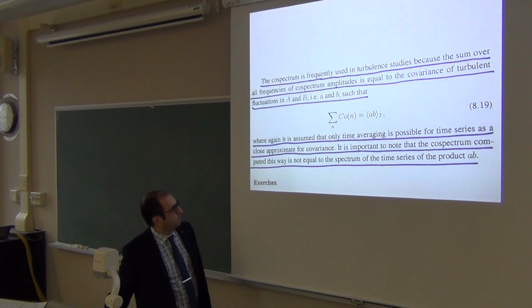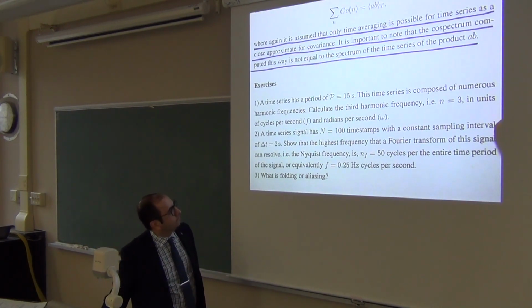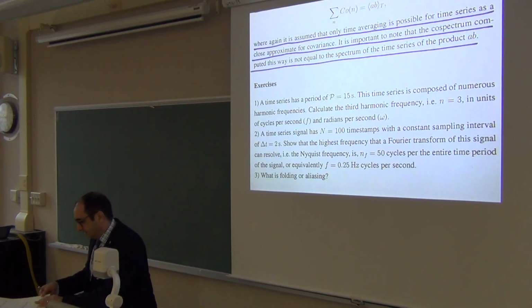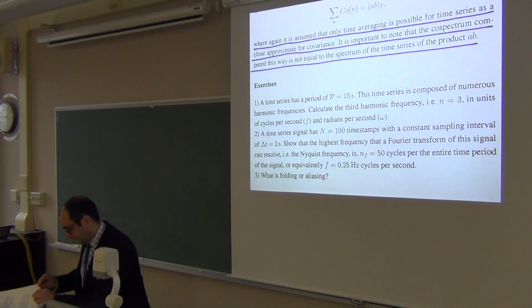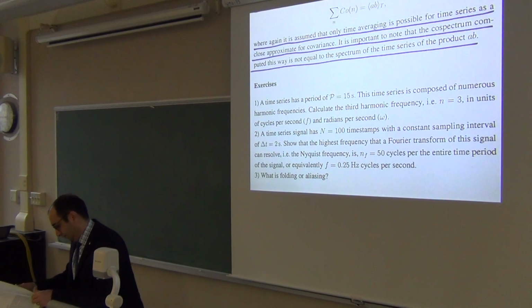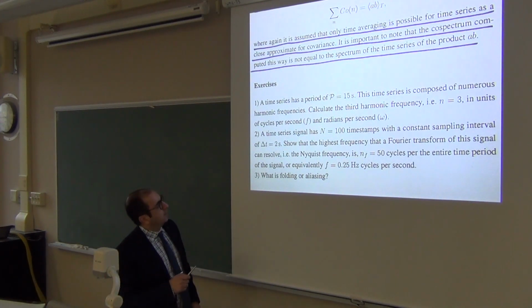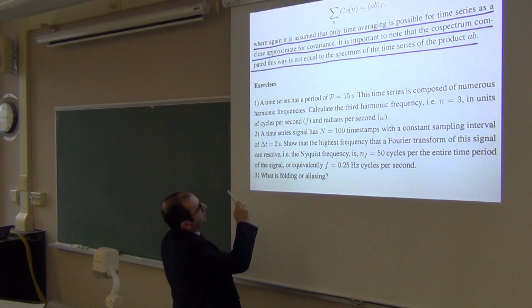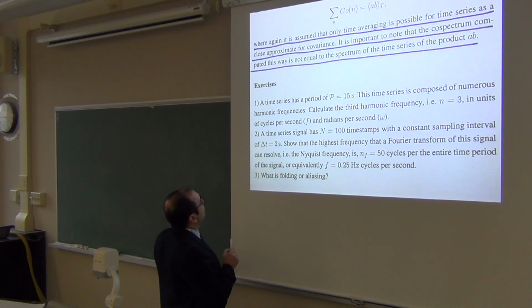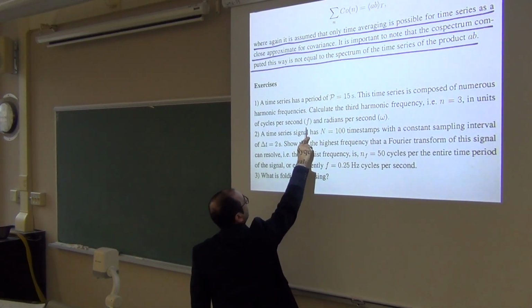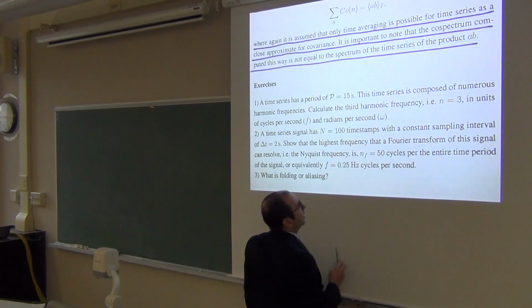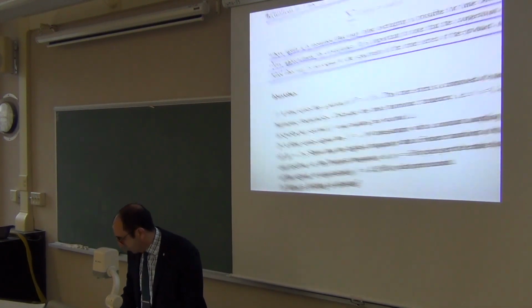Let me do one problem from the exercises. Before that, are there any questions? I'd like to do exercise 1. A time series has a period of 15 seconds. This time series is composed of numerous harmonic frequencies. You want to calculate the third harmonic frequency, i.e. n equal to 3, in units of cycles per second, which is f, and radians per second, which is omega. So let's do this very short problem.